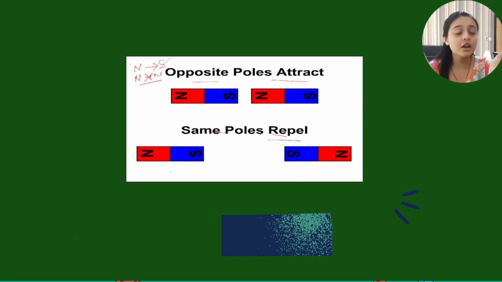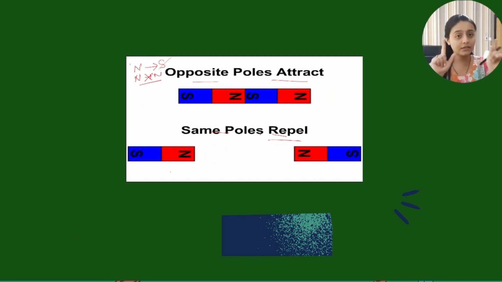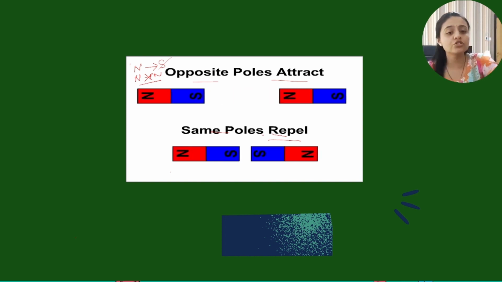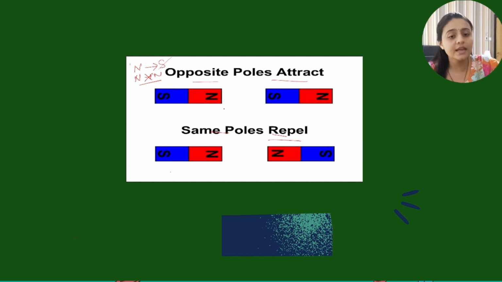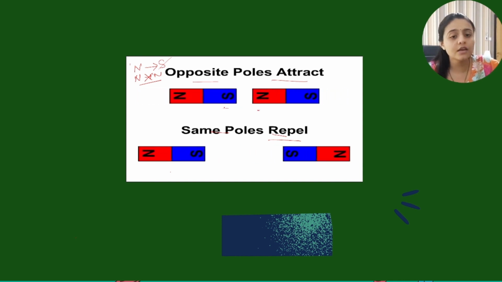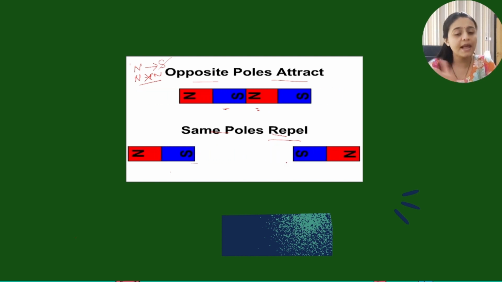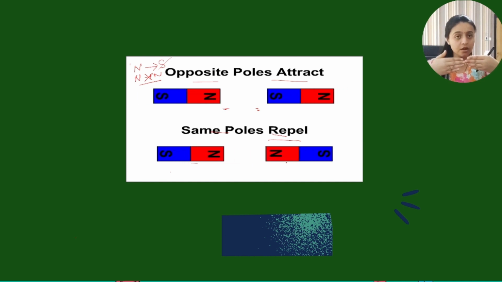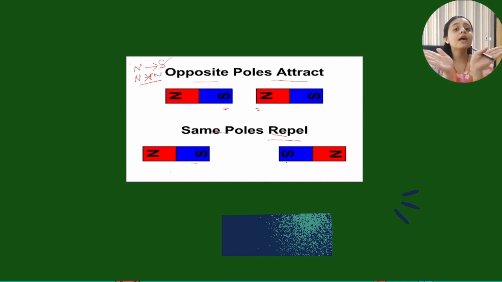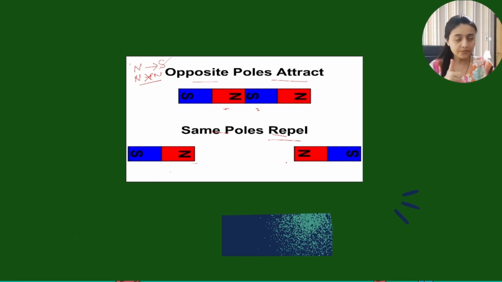But if the poles are opposite, like one is north and the other is south, they will attract. See, in the upper portion, this is north and this is south, they are attracting. This is south, this is north, this is attracting. North and north repelling, south and south repelling. Opposite poles will attract each other and the same poles will repel each other. This is one of the major characteristics of a magnet.